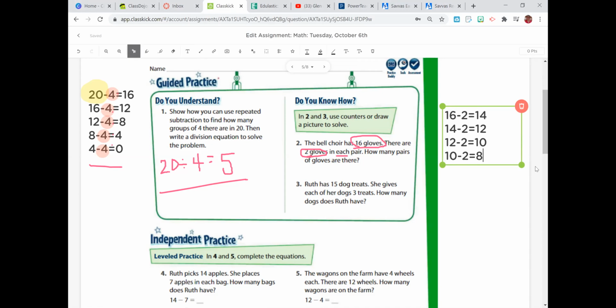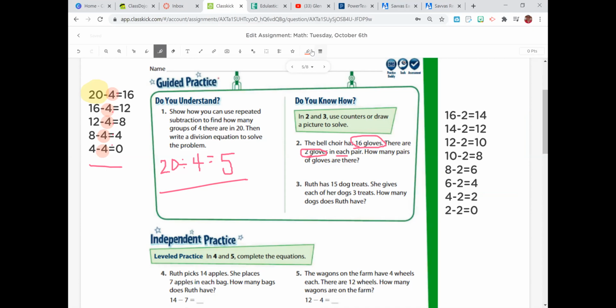Starting with 10, take away 2. That equals 8. Starting with 8, take away 2. That equals 6. Starting with 6, take away 2, equals 4. 4, take away 2 equals 2. 2 minus 2 equals 0. I made it to 0.